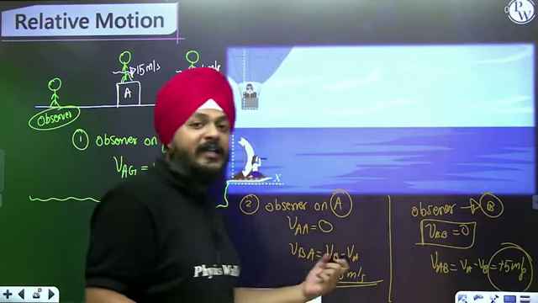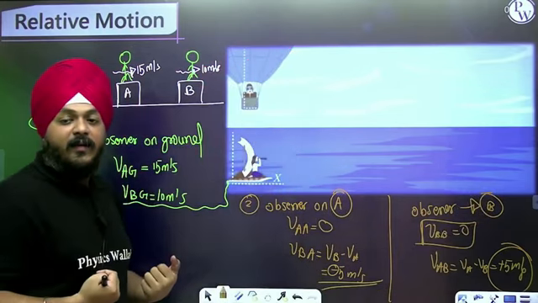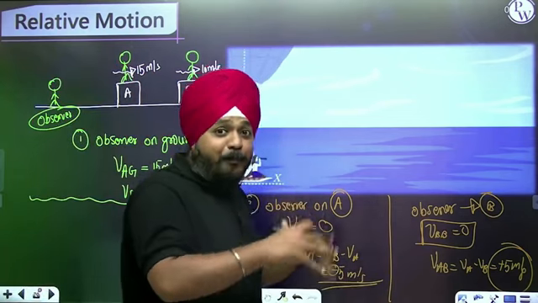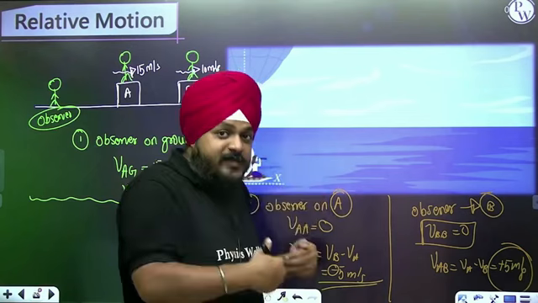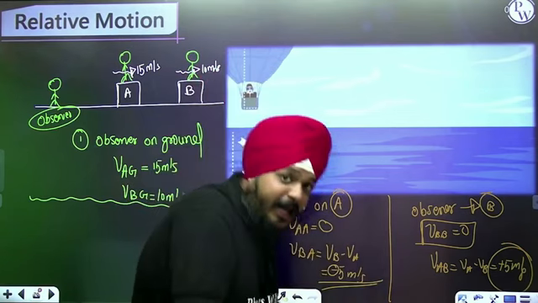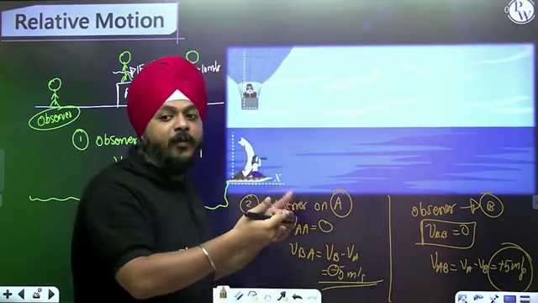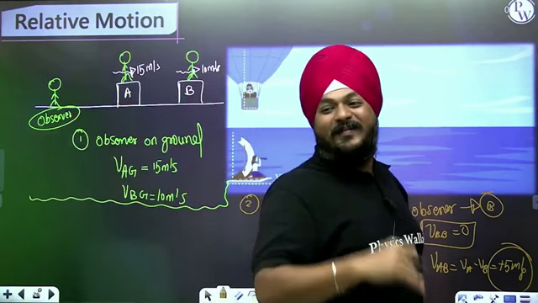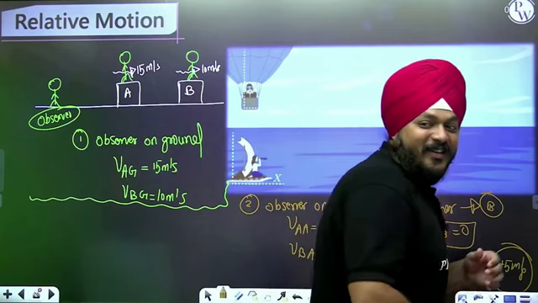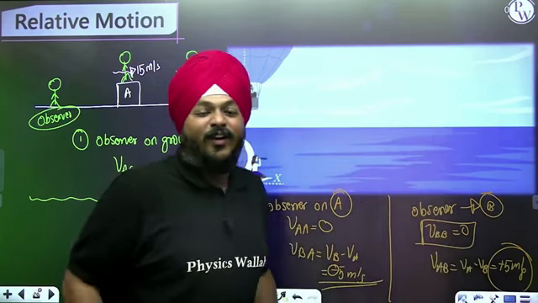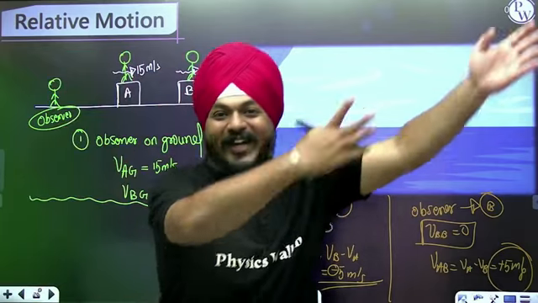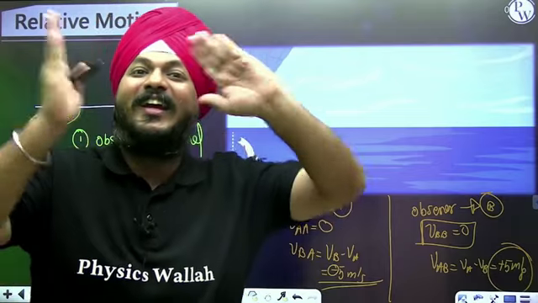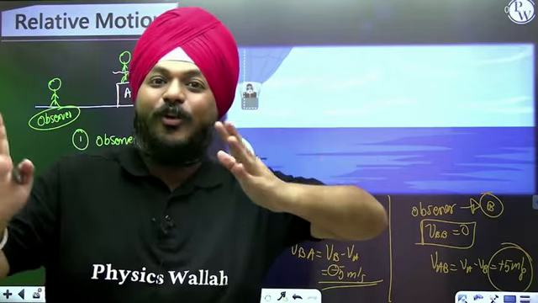So here the negative sign indicates, when the observer is on A, that B is coming backward. It appears that if the observer is on A, then B is coming backward. If the observer is on B, it appears A is coming in front. On the ground, both are moving. So that is the difference of the position of an observer.